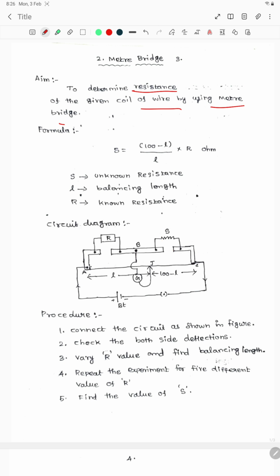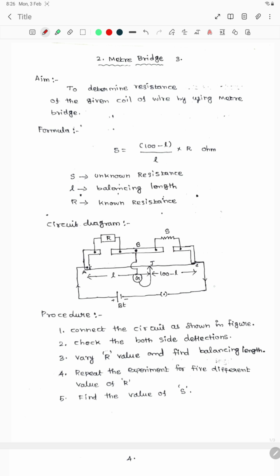Okay, so what we are going to do is first you will write the aim, and then the formula required. From where are we getting this formula? This formula is a result of the balanced Wheatstone bridge condition. You can see here, this is resistance number 1, resistance number 2, and when you connect the jockey to this point, this will be resistance number 3 and resistance number 4. So we have R by L is equal to S by 100 minus L. From this, what is S equal to? S equals 100 minus L by L into R. Using this equation, we are going to solve this experiment. You will write the unit here, ohm.